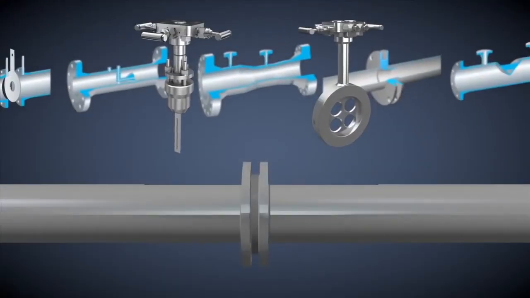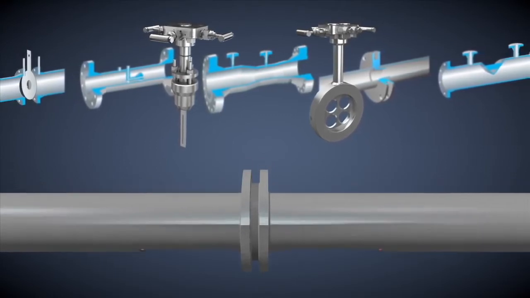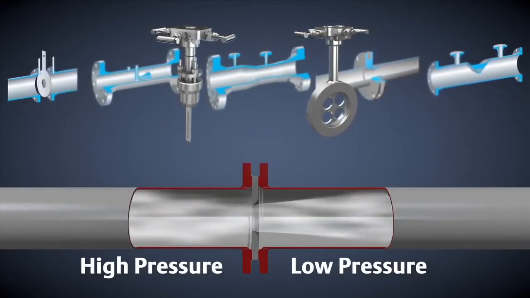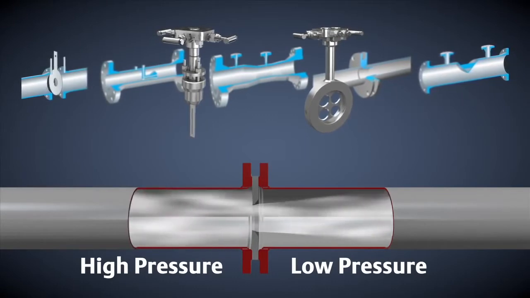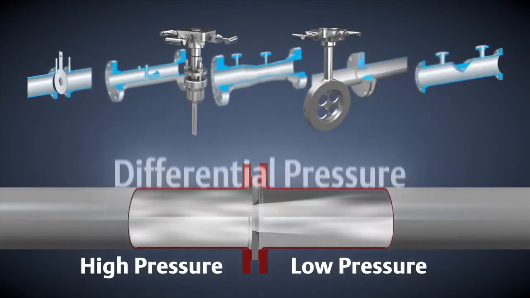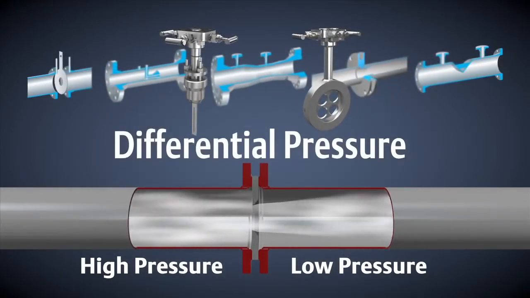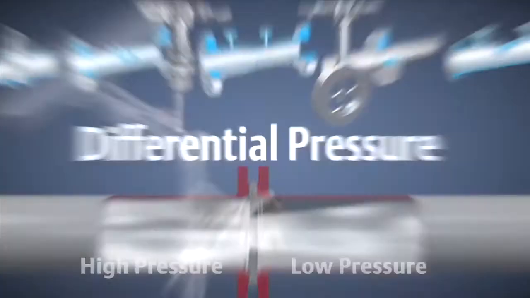All of these different primary elements have one thing in common. They constrict the flow in a pipe, causing a pressure drop from one side to the other. The difference in pressures is the differential pressure. The square root of dP is proportional to the flow rate.